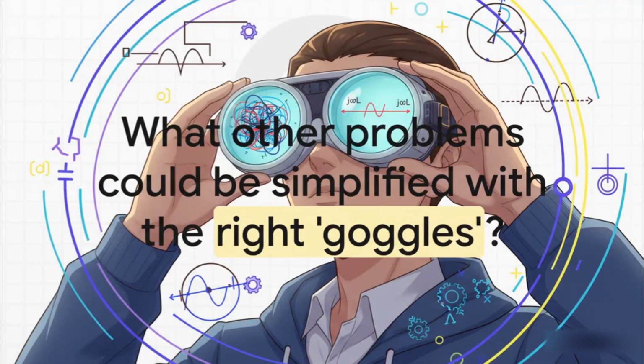So that really leaves us with a final thought, doesn't it? This phasor transformation isn't just a clever trick for circuits. It's a whole way of thinking. It's about finding a new perspective, a different lens where a really hard problem suddenly becomes easy. So the real question is, what other complex problems, maybe in science or engineering, or even in life, are just waiting for us to find the right pair of goggles?